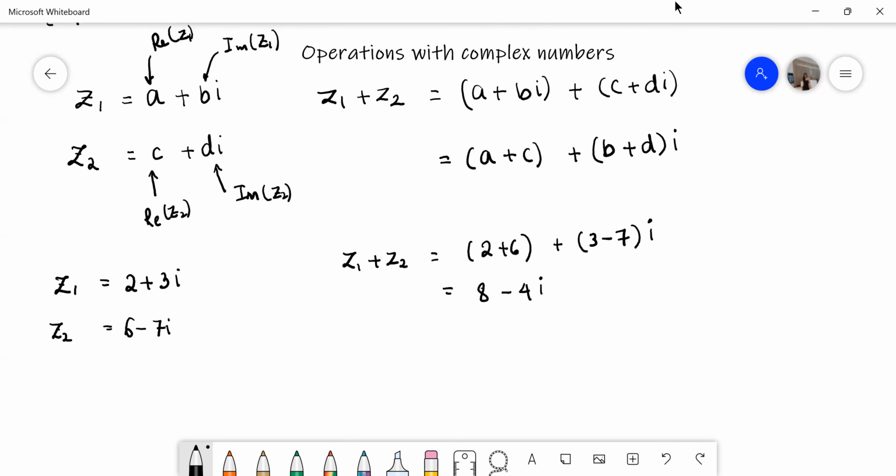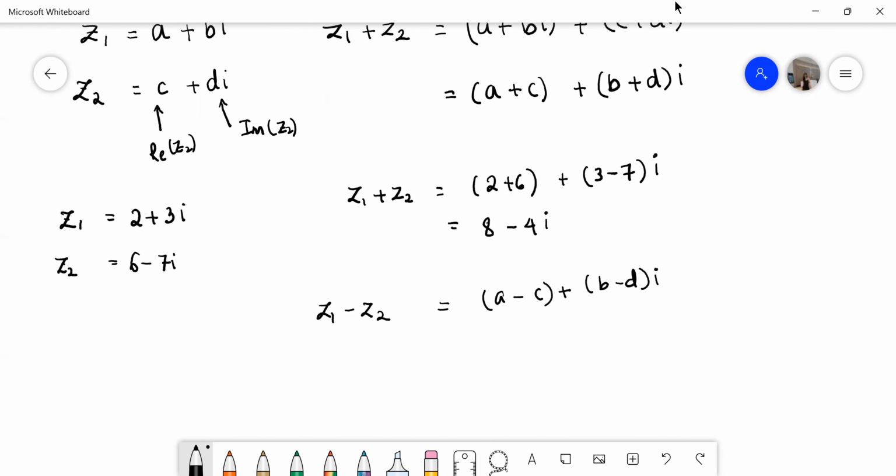Now, subtraction of complex numbers is similar also. When you subtract two complex numbers, you subtract the real part from the real part, so a minus c, plus b minus d i.